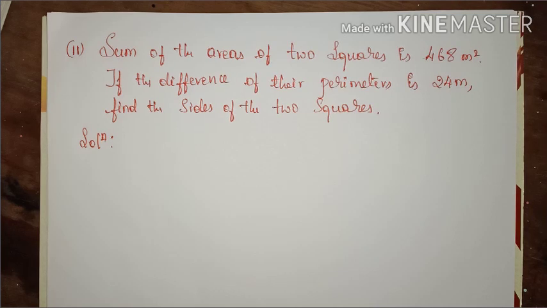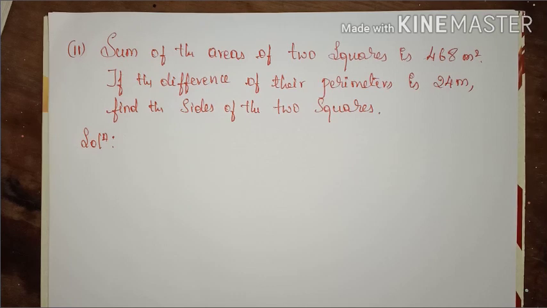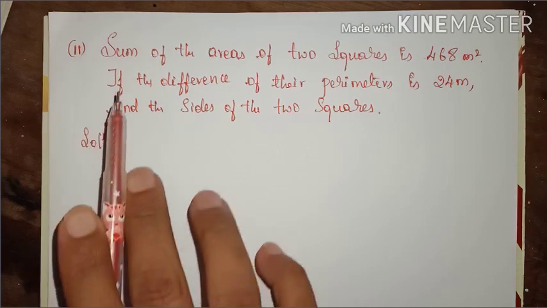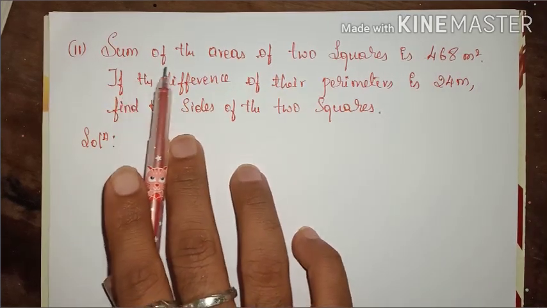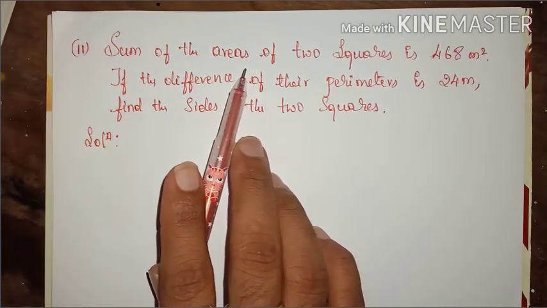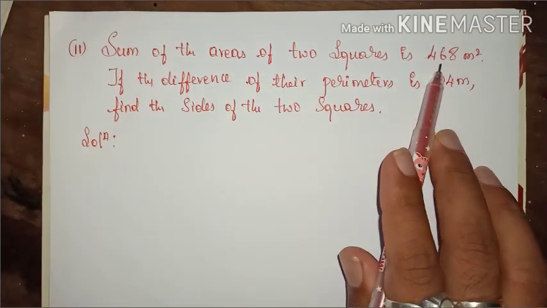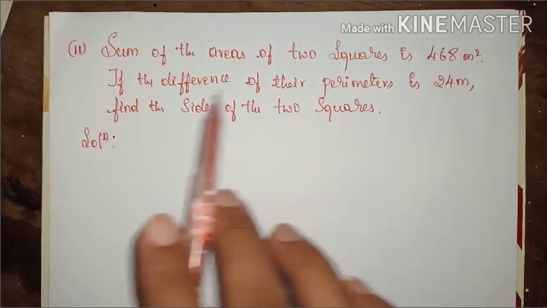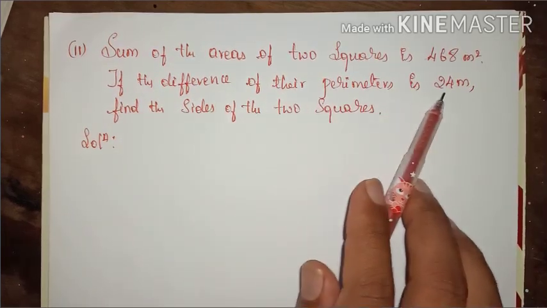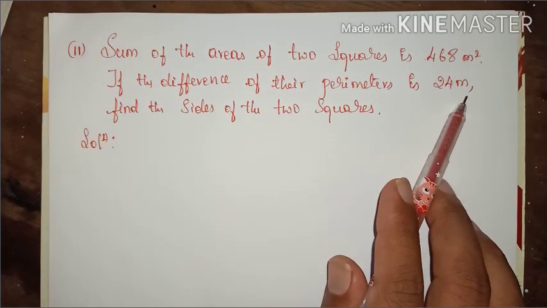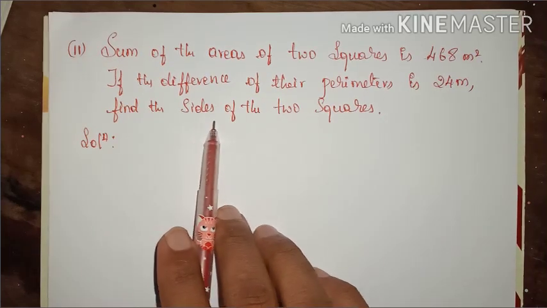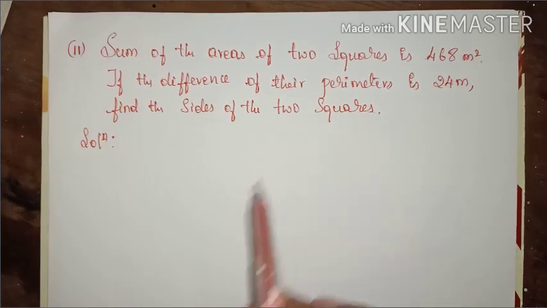Today we are going to learn from the chapter Quadratic Equation, exercise 4.3, 11th main question. The question is: the sum of the areas of two squares is 468 meter square. If the difference of their perimeters is 24 meter, find the sides of the two squares.